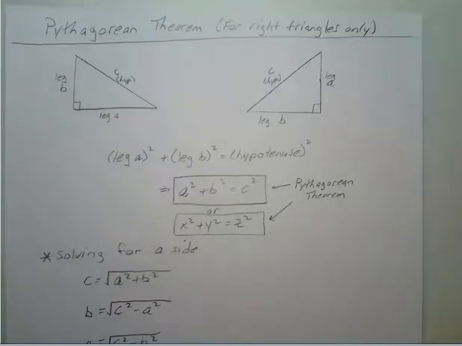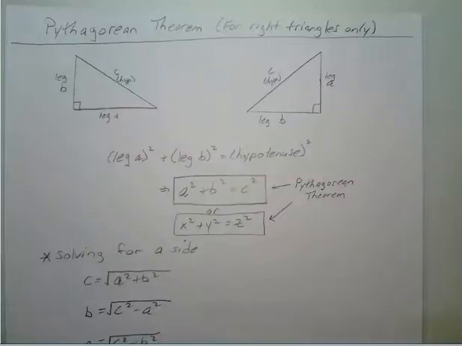Now remember, the Pythagorean Theorem can only be used for right triangles. You can't use it for acute triangles or obtuse triangles or any other shape. It can only be used for right triangles. That's a very common mistake, where someone will see just a regular triangle and try to solve for the missing side using the Pythagorean Theorem, and it comes out wrong because it's not a right triangle. So remember, it can only be used on a right triangle.